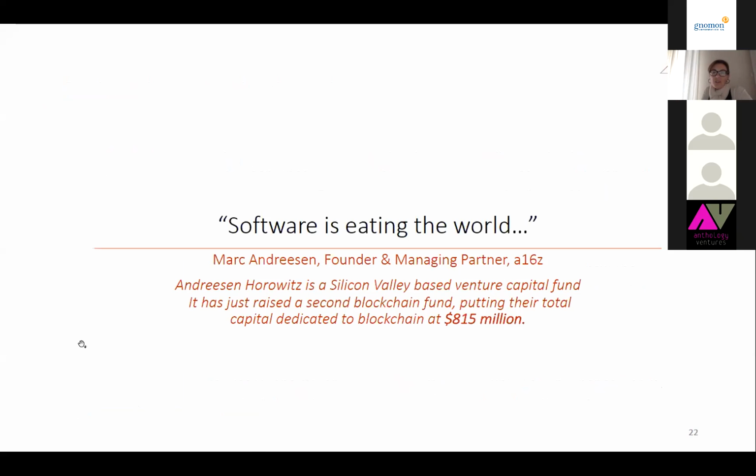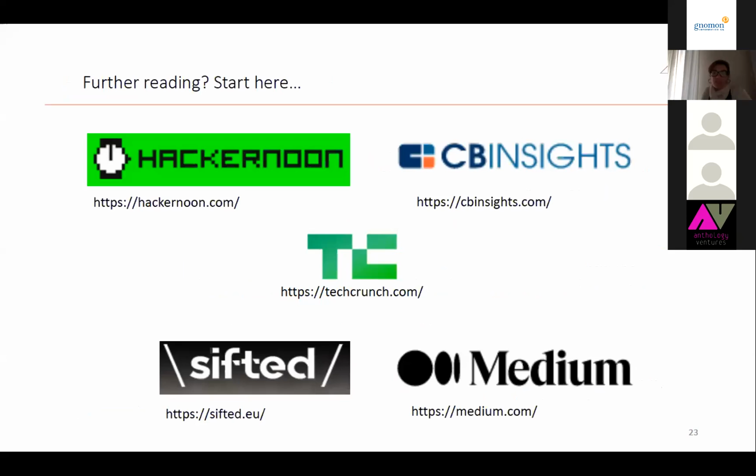If you want to learn more about software eating the world, you can start with some of these sites. They're great general news sites and research sites.